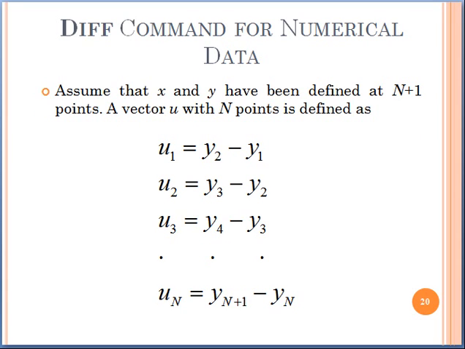Now here are the commands for numerical data. We are assuming that x and y have been defined at n plus 1 points, and a vector u with n points can be defined using x and y as u1 equal to y2 minus y1. These are on the points. Okay, u1, u2, these are all the points that we are taking. Similarly, you can use u2, u3, and in general you can get a formula for it, that is u of n will be equal to y at the n plus 1 point minus y at the nth point.